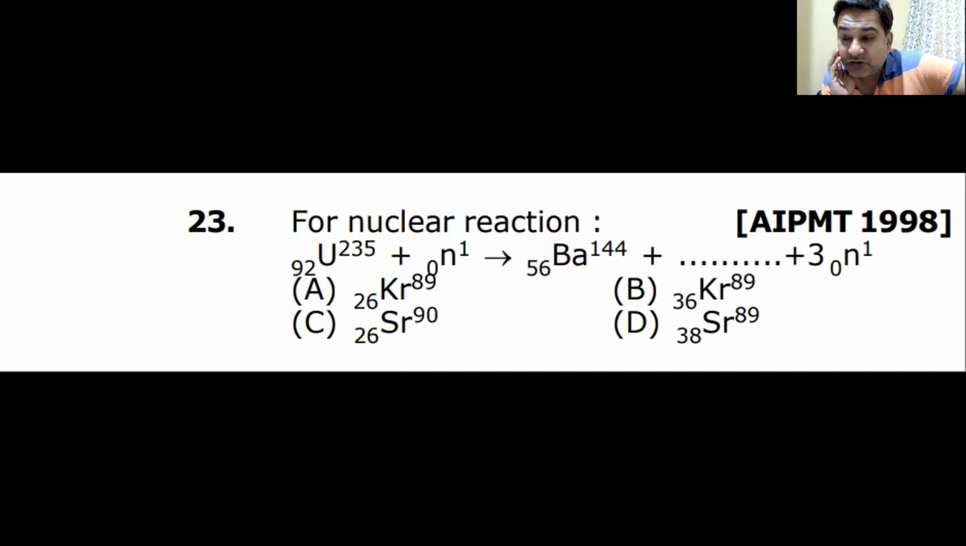This question also involves chemistry because you have to know what is Kr and what is Sr. What is Kr? Krypton. And what is Sr? Strontium. What is the atomic number of Kr and Sr? In one, the atomic number is given as 26 and the other is 36, 38. So if you don't know the atomic number, you cannot solve it.